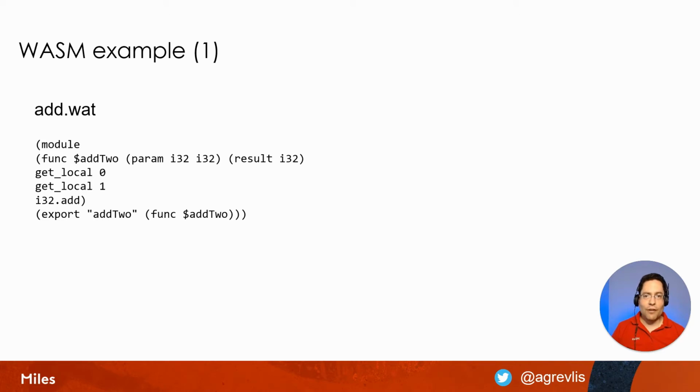In WebAssembly, you have some 70 different types of operations that you can use. In this example here, we are using an integer 32 operation called add. And then after that, we need to define what this function will actually be called. So the function will be exported as add2, and add2 refers to the function here in our module, which is also called add2.